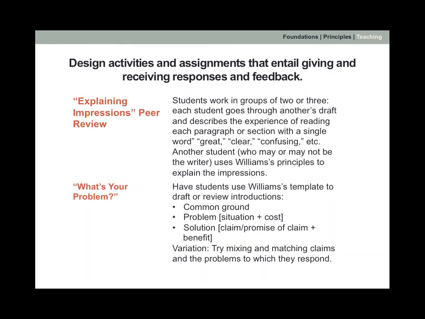So I like to enact that process in the peer review sessions that I conduct with my own students. Ask a reader to identify with a single word an impression created by a paragraph or a section. And then another student, who may or may not be the writer, uses Williams' principles to analyze the prose in order to explain the impression that the first reader communicated.